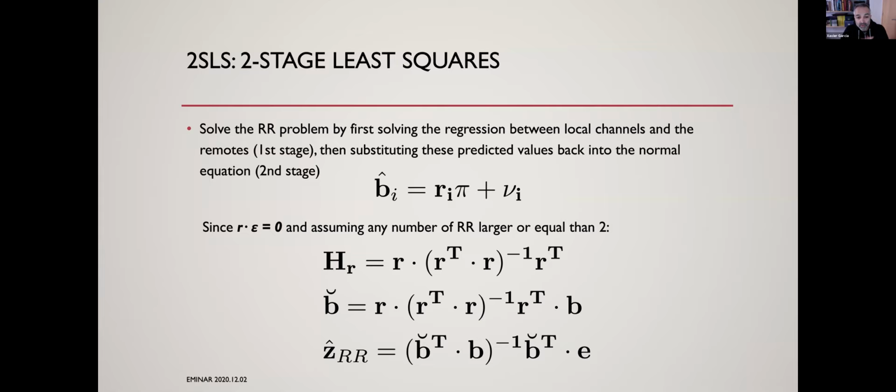We define this matrix H_R, which is similar to the hat matrix, although it doesn't have the same properties as a projection matrix. So we obtain this predicted magnetic field, which is the projection of the local magnetic field using the remote references. And finally, through some algebra, we can obtain the formula for the remote reference impedance, which is in the bottom.